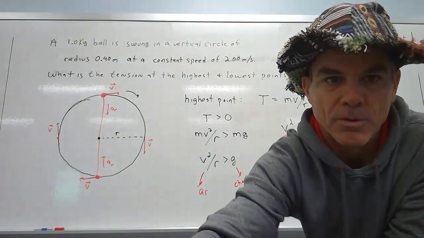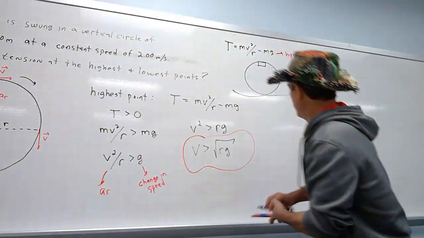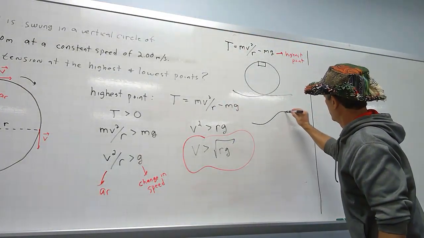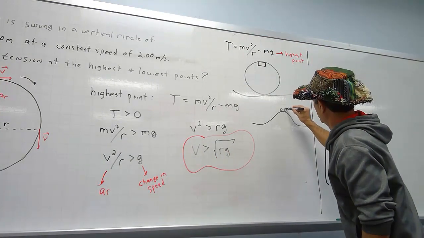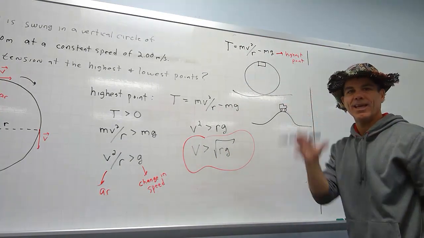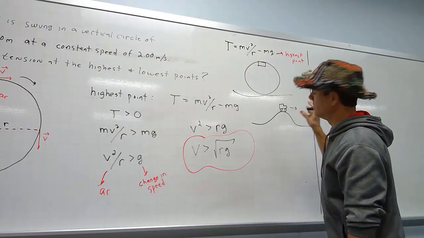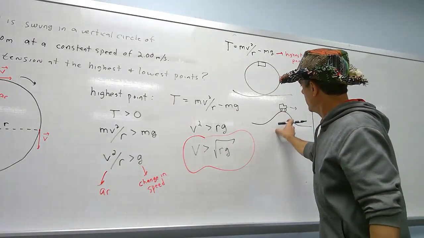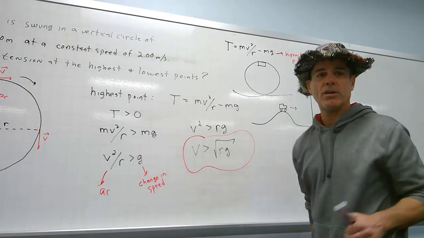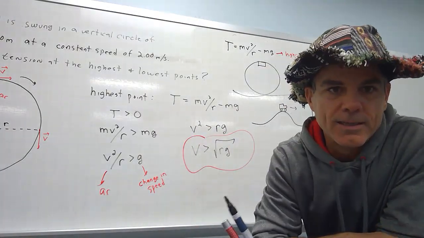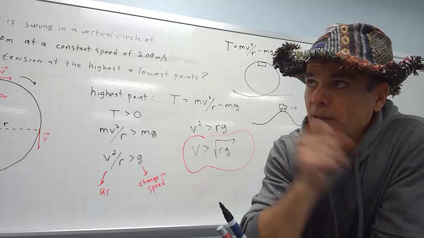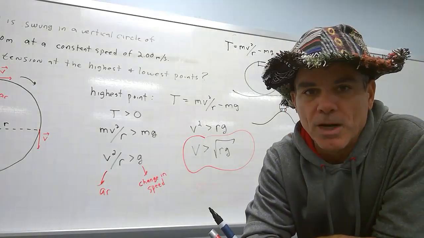And I did another example problem where if you were in a car going over a hill, the critical speed in this case is the maximum speed you can take a hill of radius r at and still maintain contact. All right, so that's a little example problem.